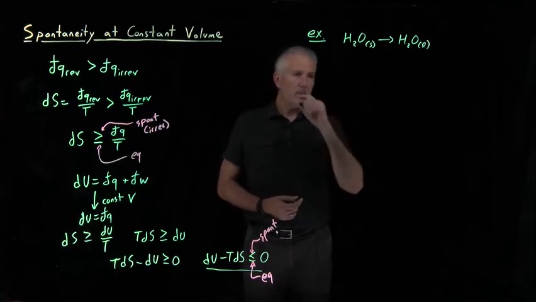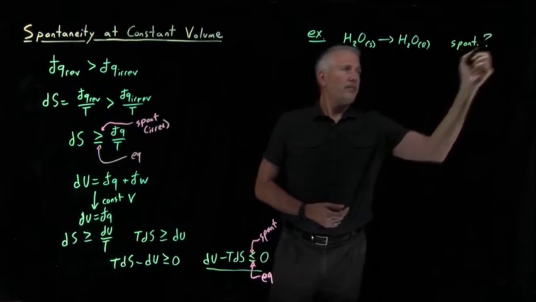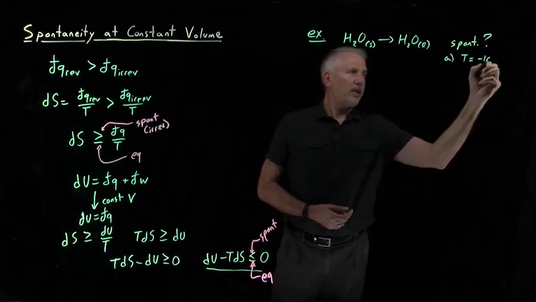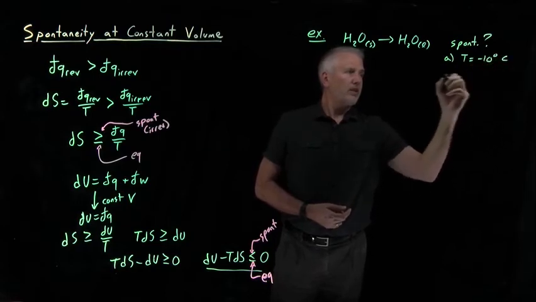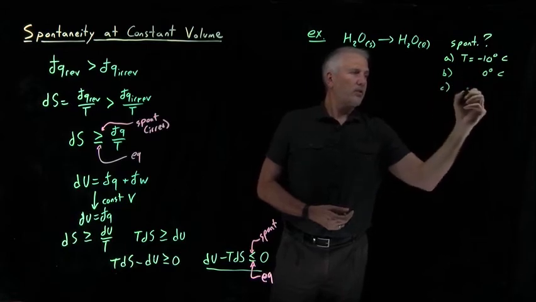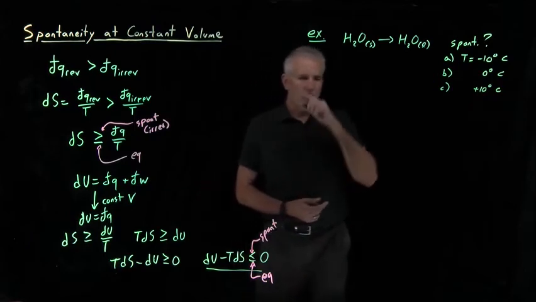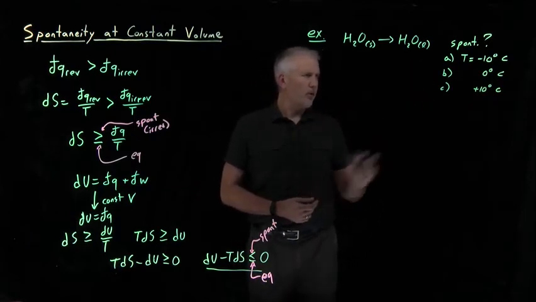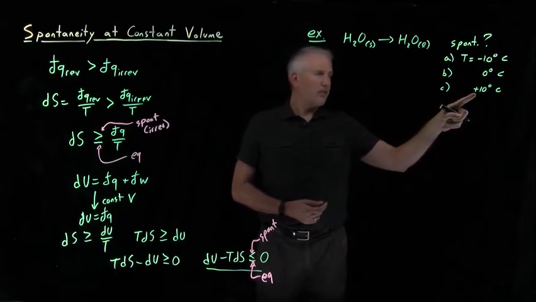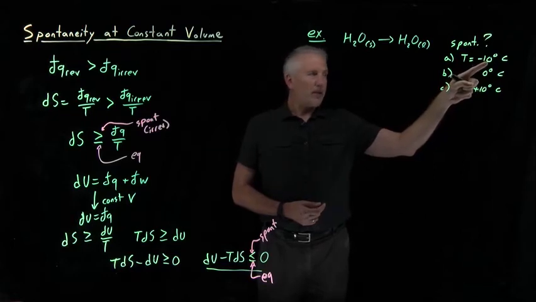So we can ask the question, is this spontaneous or not, at a variety of different temperatures. We can do it at negative 10 degrees Celsius. We'll do it also at 0 degrees Celsius. And we'll do it also at positive 10 degrees Celsius. So we ought to expect it to be spontaneous above the melting point, in equilibrium at the melting point, and non-spontaneous below the melting point.